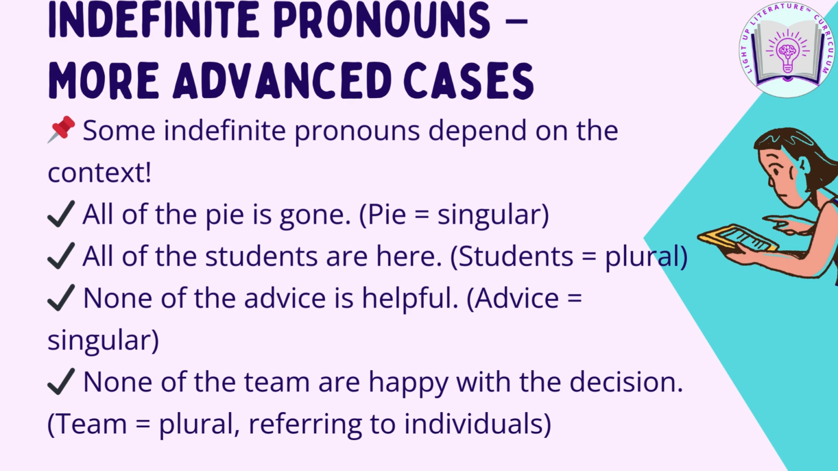None of the team are happy with the decision. Now, team is acting plural when it's referring to individuals. The different people on the team are happy with the decision. Well, none of them are. That means they're acting individually, so team is going to be plural. This is where it gets tricky sometimes. So since team is going to be plural, we're going to use are, which is plural as well.